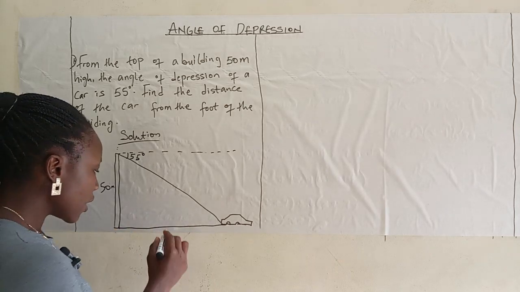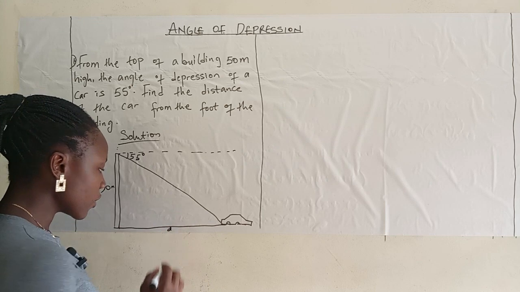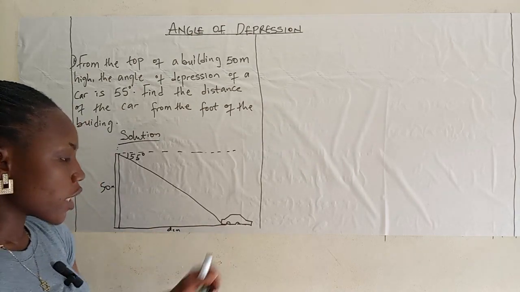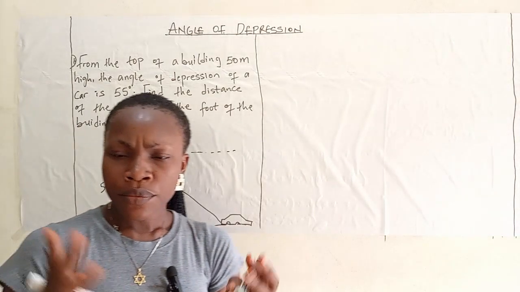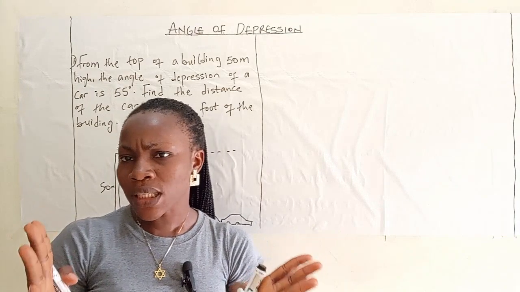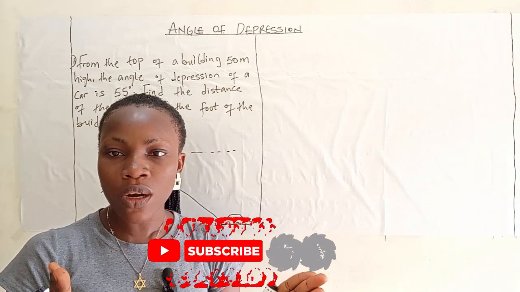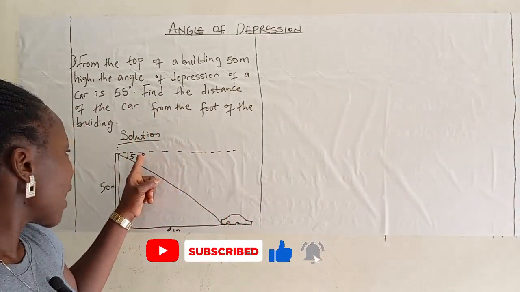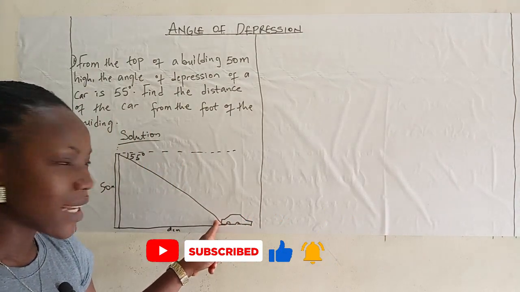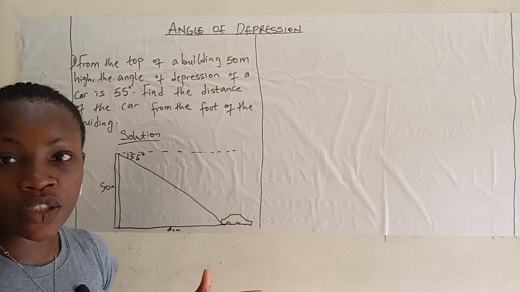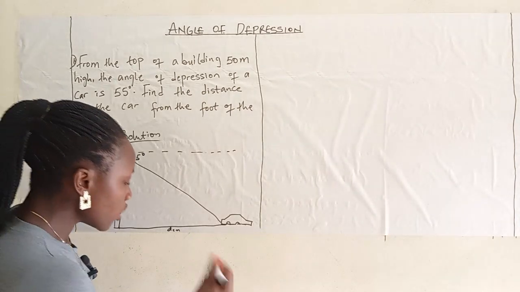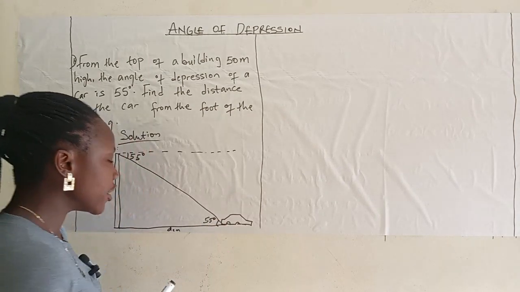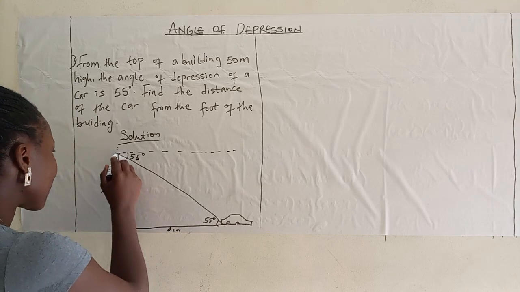We are asked to find the distance from here to here. You can name it D. If you can recall, I talked about alternating angles. That means this angle here and this angle here are equal because they are alternating to each other. So here will also be 55 degrees.